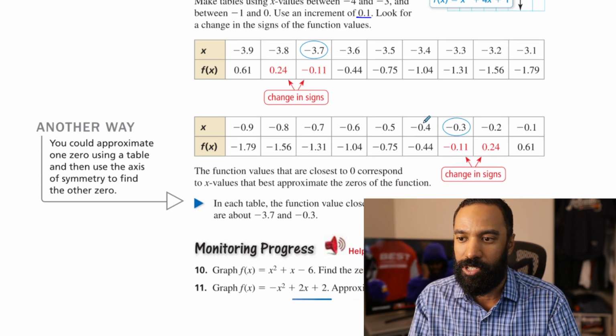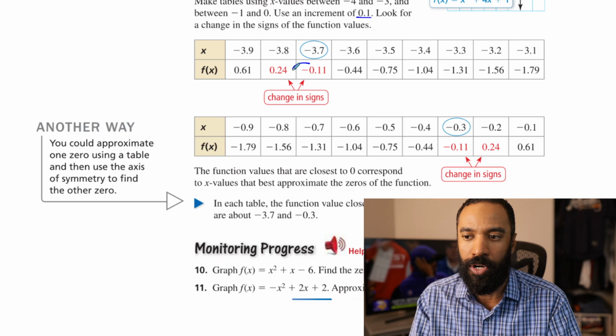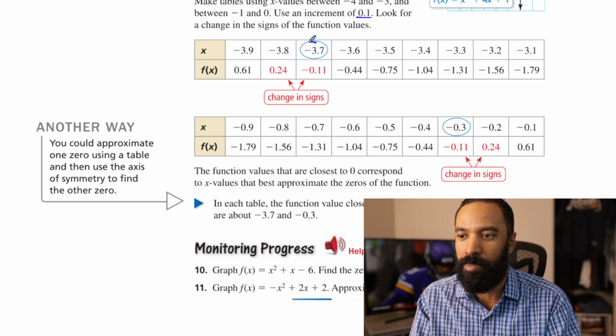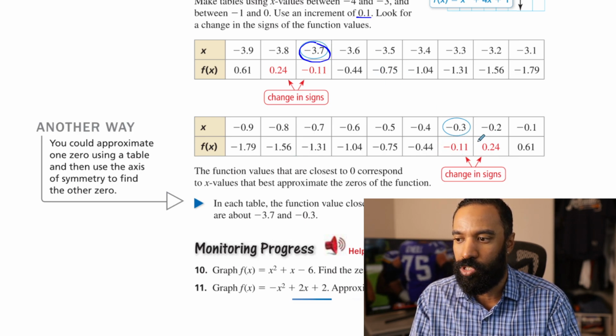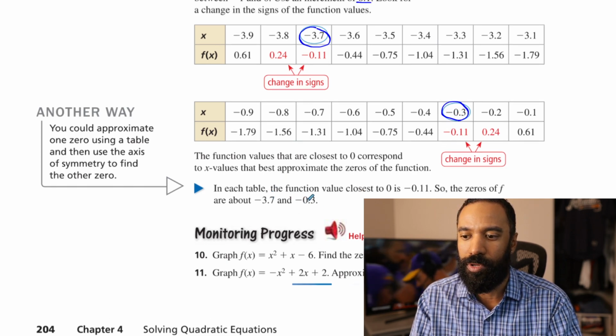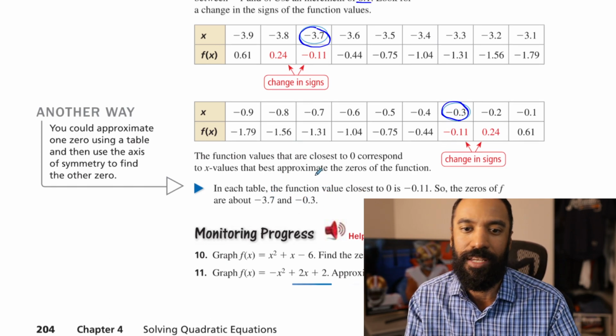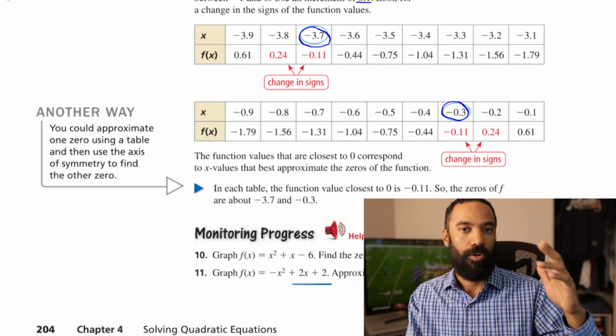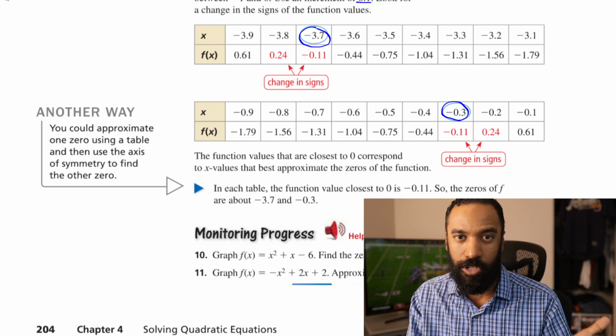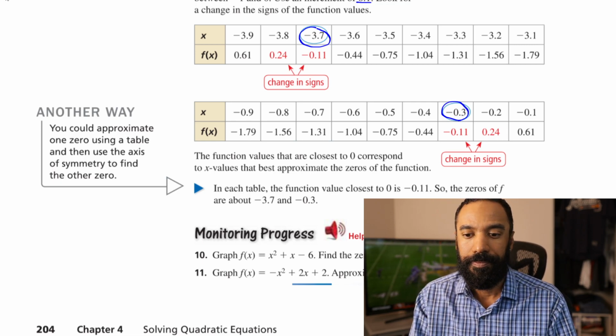So if they say round to the nearest tenth, find the one that's closer to 0. -0.11 is closer to 0 than 0.24. Therefore, x would be -3.7 when rounded. And -0.11, once again, is closer to 0 than 0.24, so x is closer to -0.3 when rounded. So -3.7 and -0.3 are the approximate solutions. And I'm going to use, like I said, a graphing calculator, the one where I can make tables and show those when they pop up.